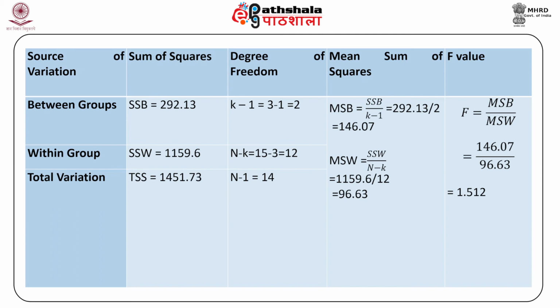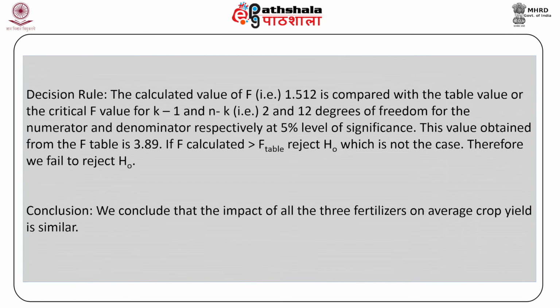In our last column, we have the F value, which is MSB upon MSW. This comes out to be equal to 146.07 upon 96.63, which is equal to 1.512. Let's look at the decision rule.